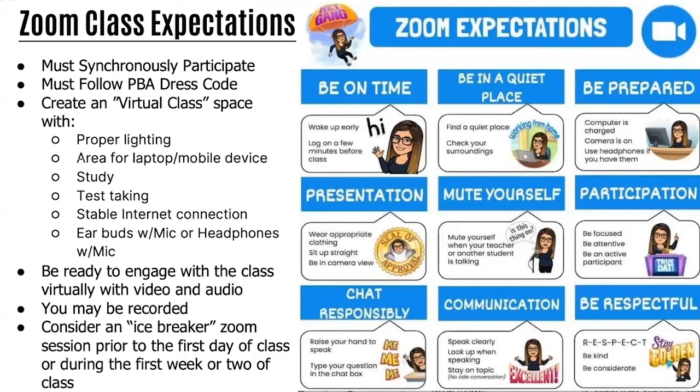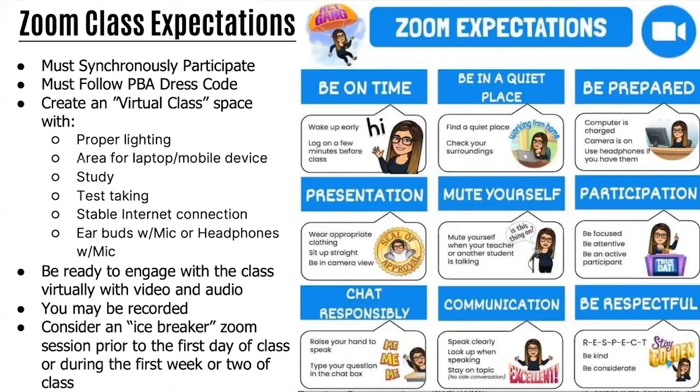We do want to encourage students to follow the PBA dress code, right? Pajamas are not appropriate. And you would encourage them to create a virtual classroom space somewhere wherever they are. That means they need proper lighting. You need to be able to see them. The other students in class need to be able to see them.